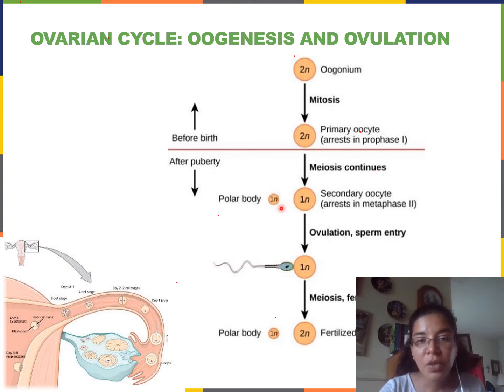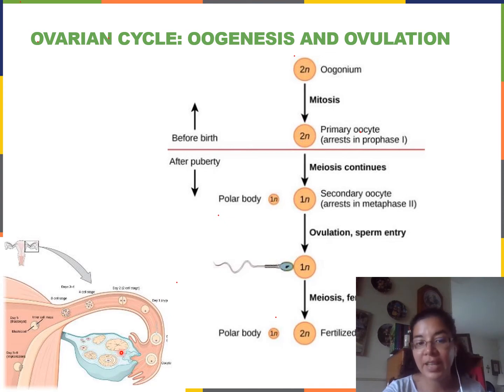Meiosis continues. Meiosis 1 finishes. We have the 2 cells that form from meiosis 1, called secondary oocytes. They stay arrested. Another pause at metaphase 2. These cells will not finish metaphase 2 unless there is fertilization. So that's what we have next. Metaphase 2. These cells are still in the ovary.